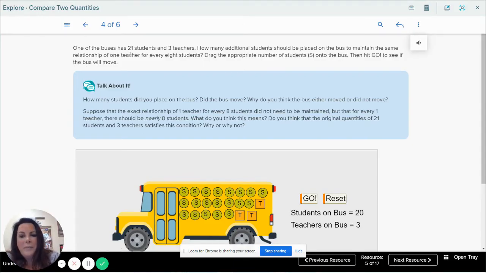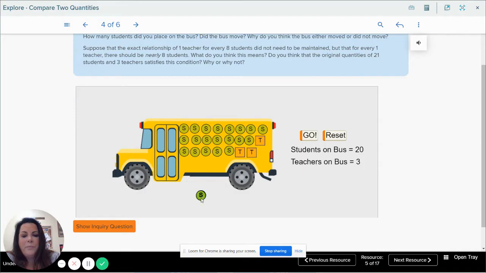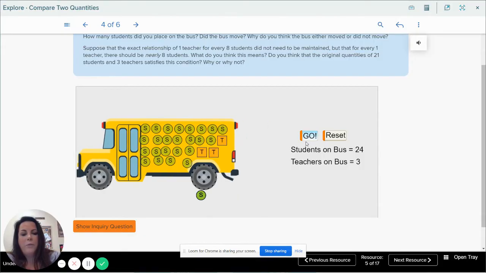Okay, one of the buses has 21 students and 3 teachers. If I were to do this, 21 students and 3 teachers, the bus would not go because it's not an equivalent ratio. We'd have to say, if we had 1 to 8 as our original ratio, 1 times 3 is 3, 8 times 3 is 24. So we would actually need 24 students on this bus to make the ratio equivalent. There we go, it works.